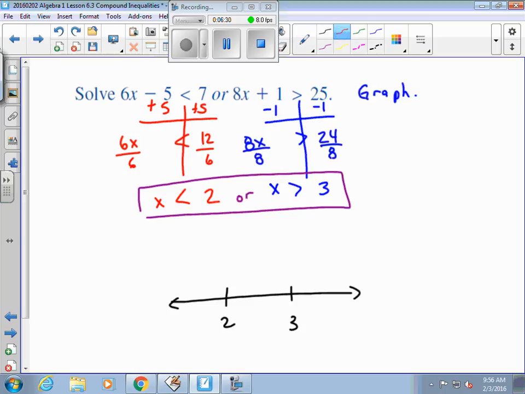So x is less than 2 is everything that way. You don't color it in because it doesn't say or equal to. And x is greater than 3, everything that way. You don't color that one in, again, because it doesn't say or equal to.